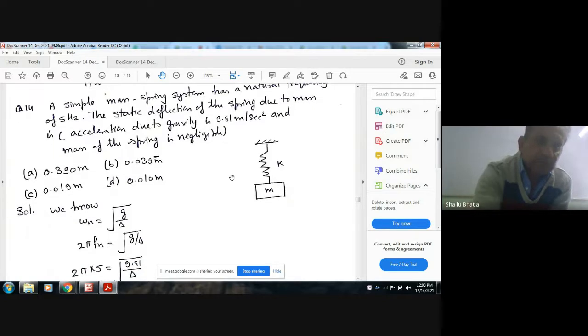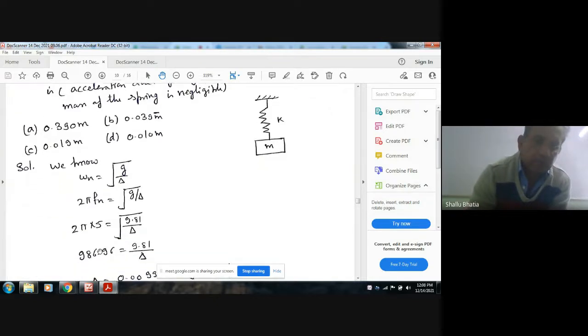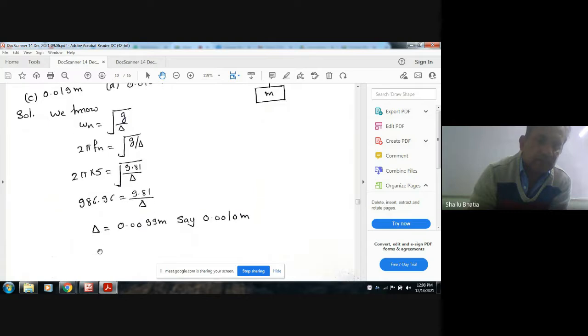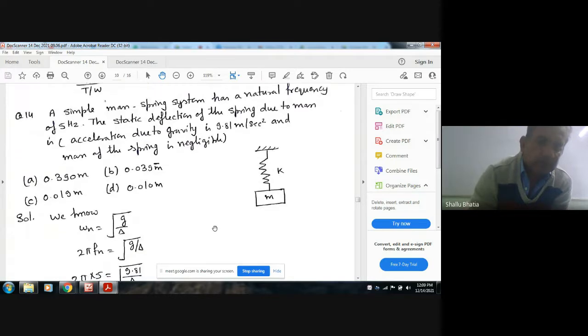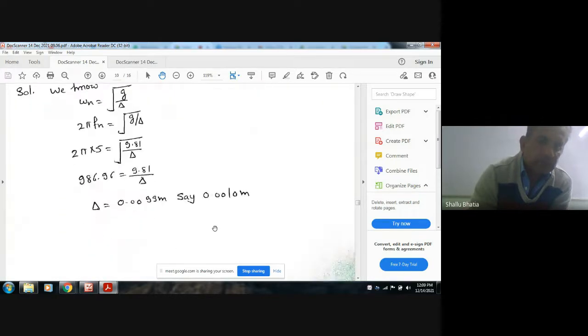We know that omega n is equal to the square root of g by static deflection. The frequency is given in hertz, so we have to convert omega n to fn: omega n equals 2 pi fn, 2 pi into 5. So the static deflection delta is about 0.009 meter. This is the answer.